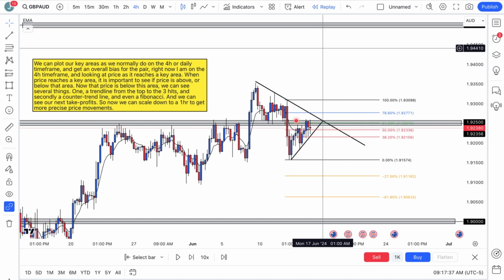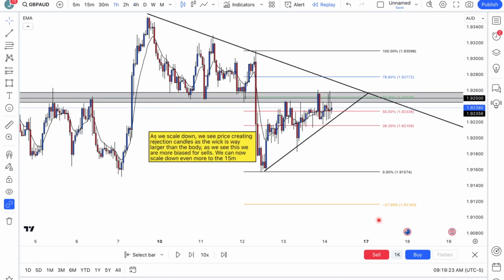So here, as you can see, hit one, hit two, hit three, counter trend line. It's below the key area, so it created a downtrend, boom, and a counter trend line up to retest the area, and a Fibonacci even here too. And we can see our key area, our take profits, negative 27, negative 61.8, and probably the next key area.